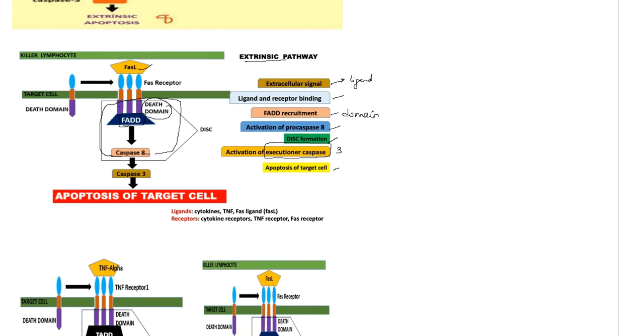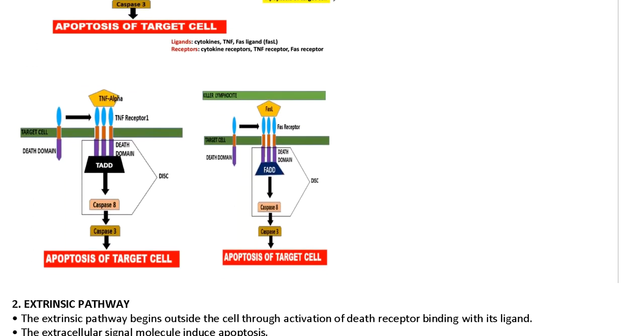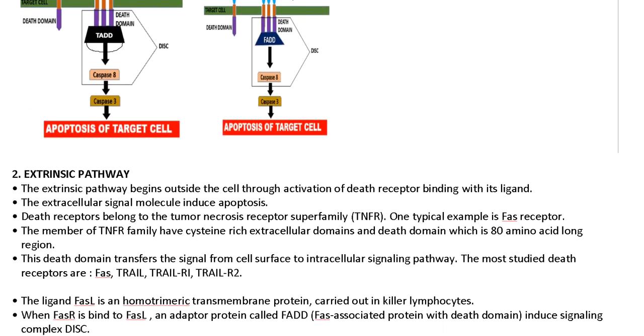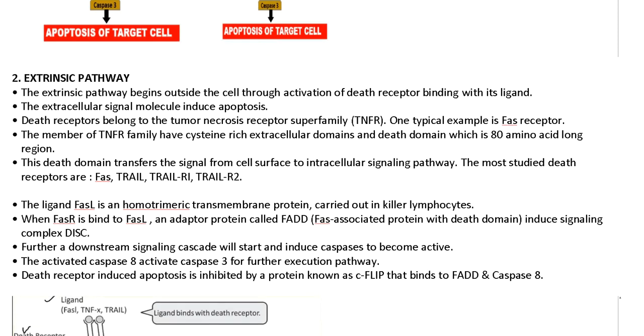So the ligands already discussed can be TNF, Fas ligand, or cytokine. Receptors can be cytokine receptor, TNF receptor, or Fas receptor. Instead of FADD, it can be TRADD domain as well. Both are the same. So when it is TNF alpha, it is TRADD domain. So what is the extrinsic pathway?